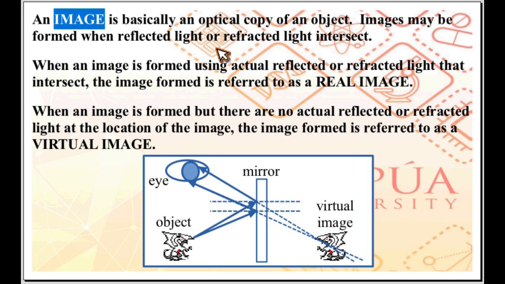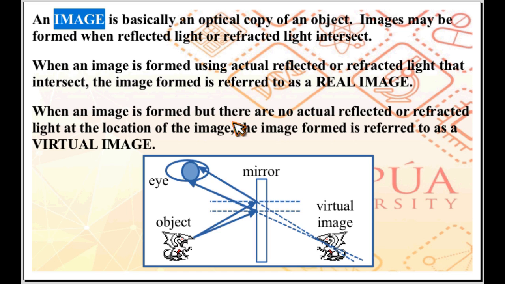reflected light intersecting at a particular point. At that point of intersection, there's a possibility of an image being formed. The same goes for refracted light. Refracted light intersecting may produce an optical copy. At that point of intersection, you may have image formation.